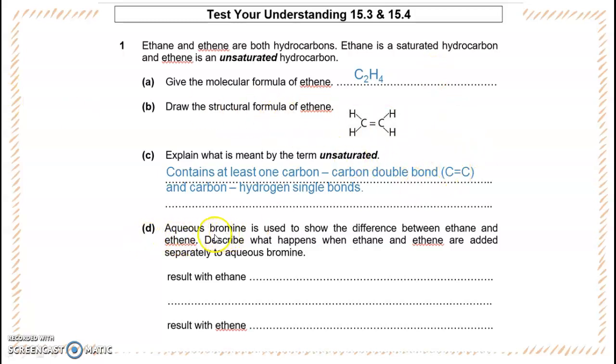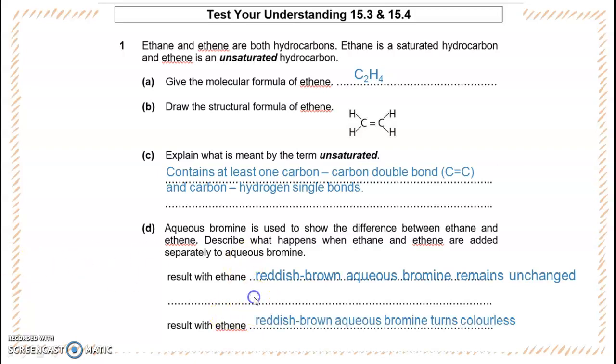Part D. Aqueous bromine is used to show the difference between ethane and ethene. I hope you can still recall and recognize this reagent, which is aqueous bromine. Describe what happens when ethane and ethene are added separately to aqueous bromine. For ethane, because it's an alkane, there will be no reaction, so the reddish brown bromine remains unchanged. Whereas for ethene, because it is an alkene, the reddish brown bromine will turn colorless in this case because there's a reaction.